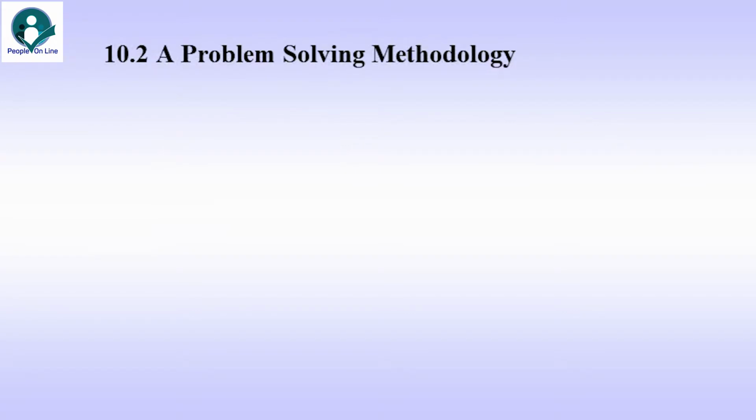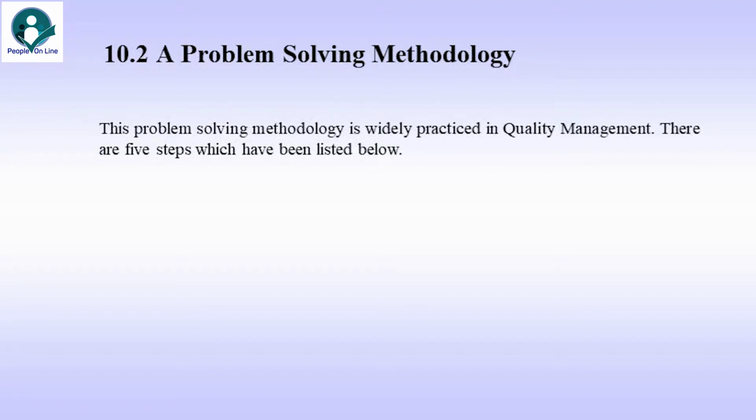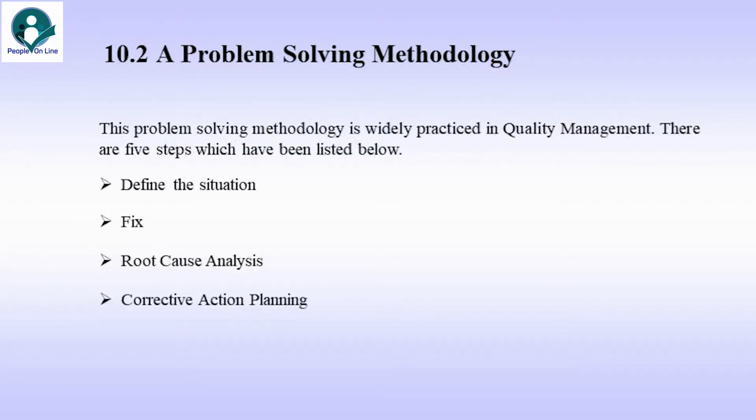A problem-solving methodology. This problem-solving methodology is widely practiced in quality management. There are 5 steps which have been listed below. 1. Define the situation. 2. Fix. 3. Root cause analysis. 4. Corrective action planning. And 5. Evaluation and follow-up.